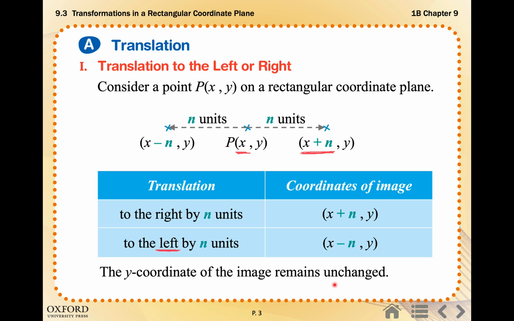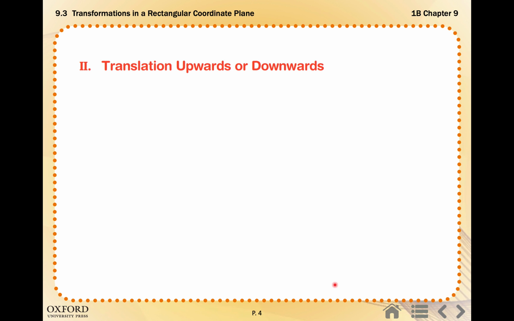After the discussion of the translation to the left or right, you can see the next slide. Then we need to consider upward and downward for the translation. After you get the idea that when it is moved to the left or right, the y coordinate keeps unchanged.